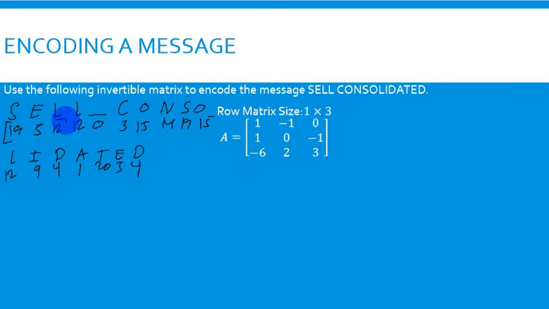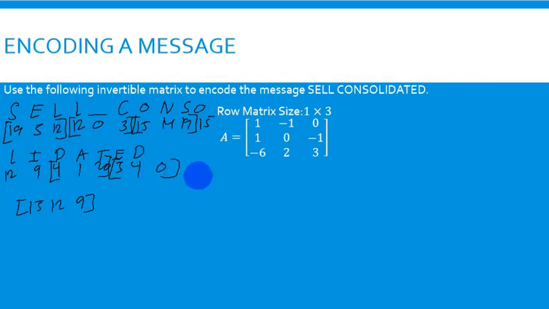So I have this row matrix, this row matrix, this row matrix. So I'm going to have 15, 12, and 9 as a separate matrix. Then I'll have this matrix. Then I need to add 0 here for this matrix here. So I have 1, 2, 3, 4, 5, 6 matrices to multiply to our key.